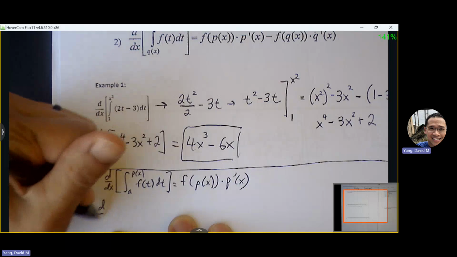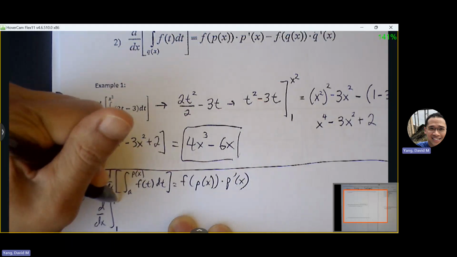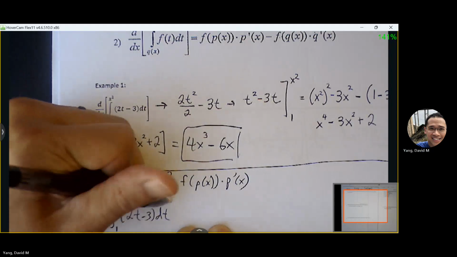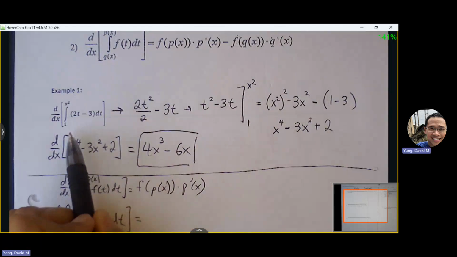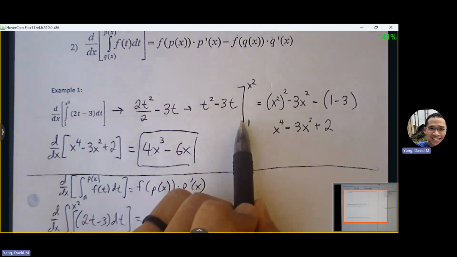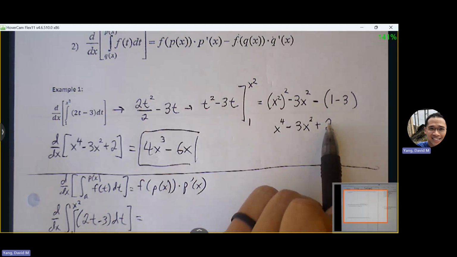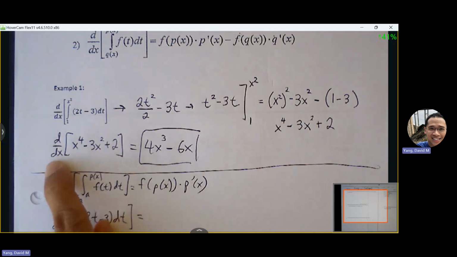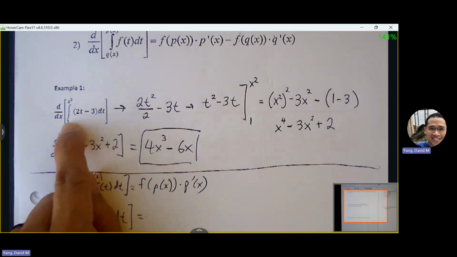Can you explain one more time how the constant... Yeah, let me finish writing this. So you see how if I plug that lower bound into the function, I get 1 minus 3, which becomes positive 2. So then what happens to that positive 2 once I take the derivative of that? It goes to 0. So we know that we can basically ignore that lower bound.